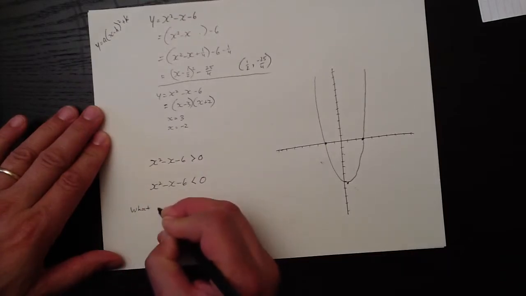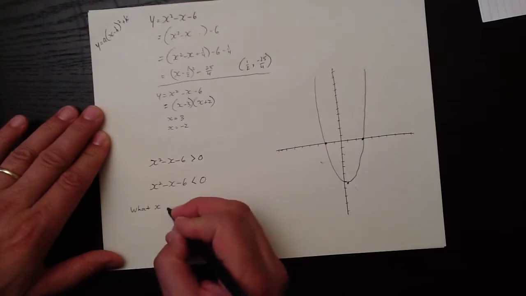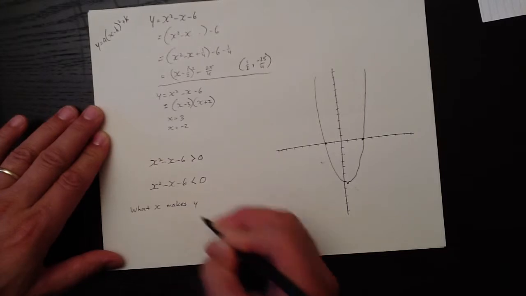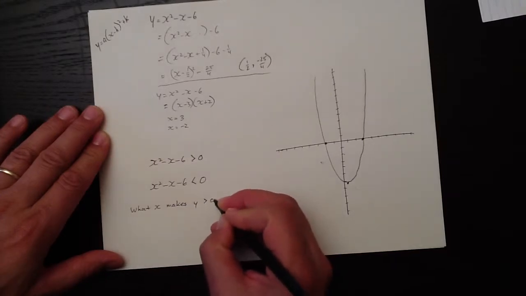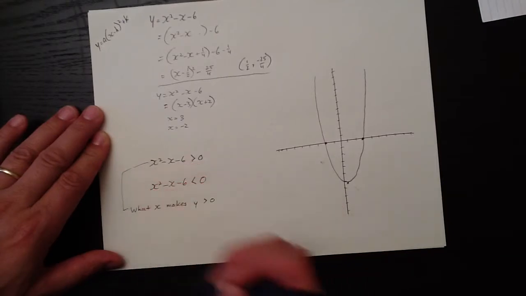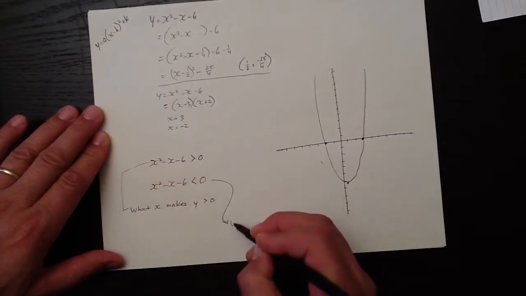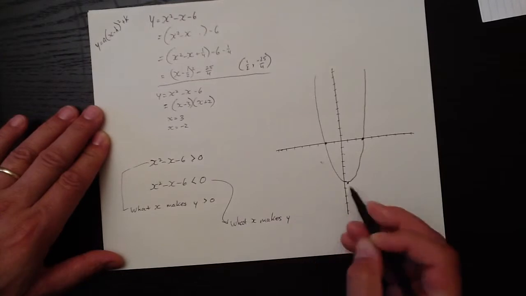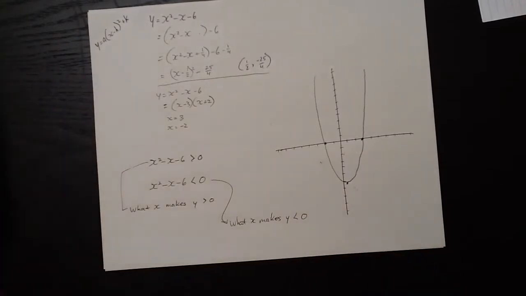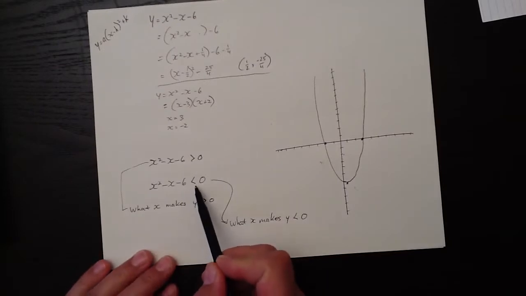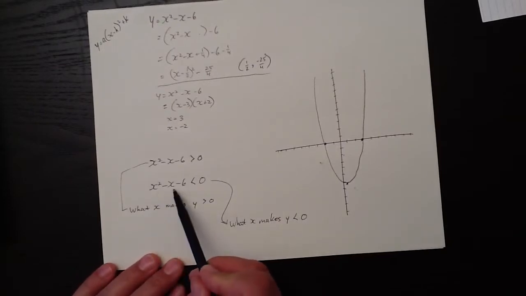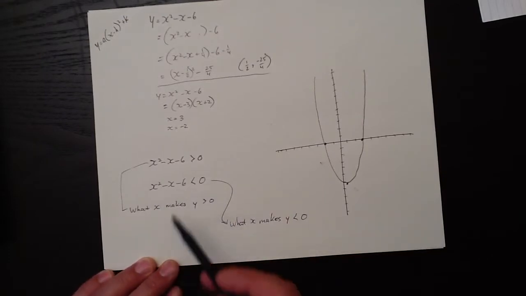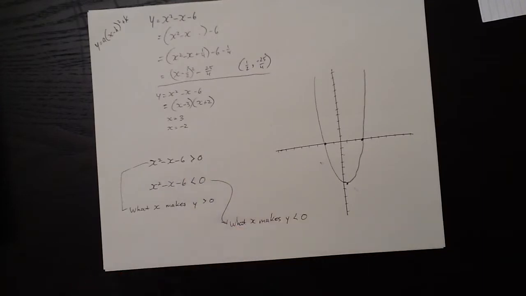what x makes y greater than 0? That's what this one asks. And this one asks, what x makes y less than 0? That's all that they do. So when you look at a quadratic inequality, ask yourself, what x's make this thing true? What x's will result in a y less than 0? What x's will result in a y greater than 0?